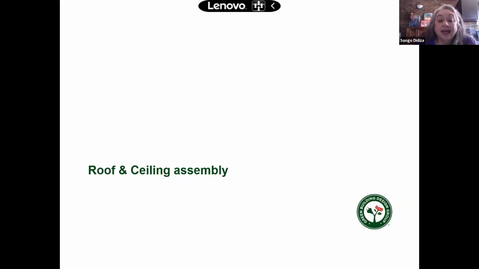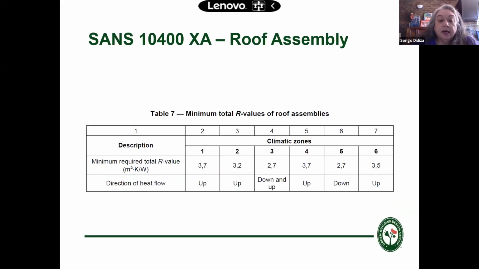Okay, so let's look at the next part of it, which is the roof and ceiling assembly part. In the current SANS 10400XA, in those different climatic zones, you'll see that we've got a range of R-values for the system. It ranges from 2.7, 3.2, 3.5, and 3.7. Okay, and I'll talk to you now about this up and down direction of heat flow.